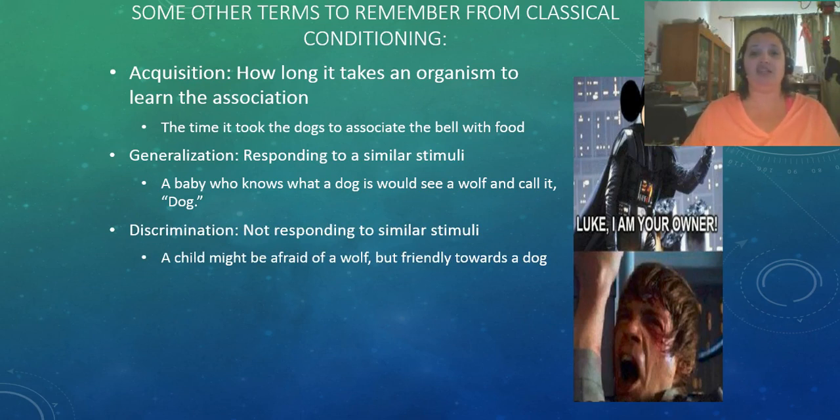Discrimination is when you can tell the difference between similar stimuli. So a child maybe is afraid of a wolf but friendly towards a dog, or the child begins to realize that dogs and cats are not the same thing, and that's a kitty and that's a doggy.